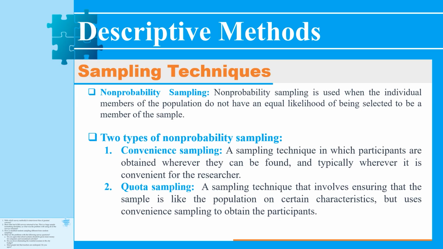And about quota sampling, a sampling technique that involves ensuring that the sample is like the population on a certain characteristic, but uses convenience sampling to obtain the participants. And quota sampling involves ensuring that the sample is like the population on a certain characteristic.